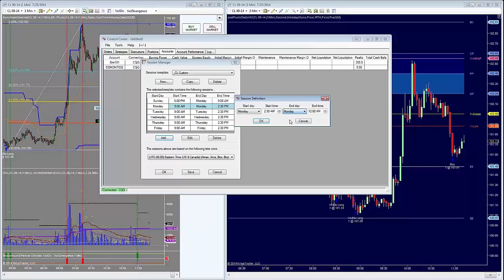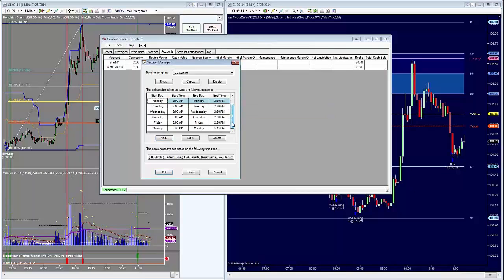All right. So now this part of the session from 2:30 p.m. to 5:15 p.m. is the first part of the overnight. Right, so it's the after hours basically. So I click OK, 2:30 to 5:15. Right click on that, add Monday through Friday. Right, now I just need to show the overnight.